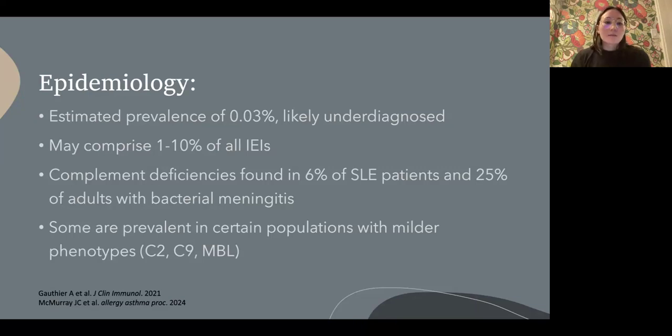But it's also good to know that if you're dealing with a patient with really severe lupus or early onset lupus, you would want to check for complement deficiency because it's prevalent in that particular population. And then we'll also talk about atypical HUS. A lot of those patients have complement deficiencies. And then any adult that's had bacterial meningitis or recurrent sepsis is someone who you might want to screen for a complement deficiency.